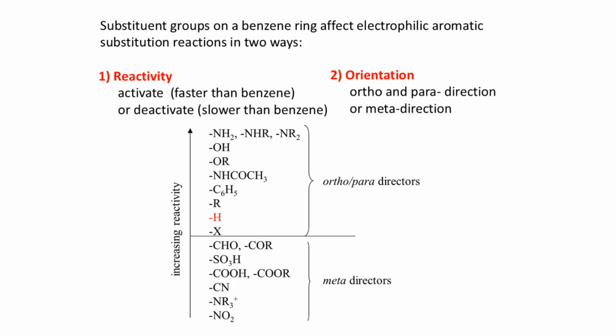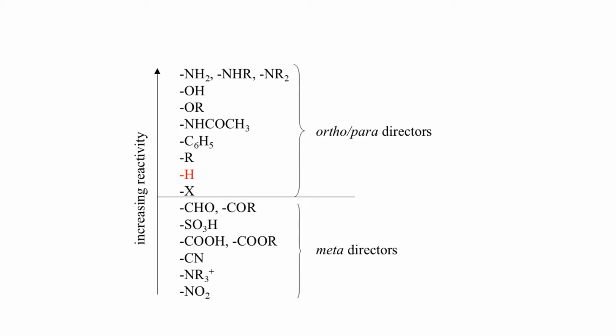Substituent groups on a benzene ring affect electrophilic aromatic substitution reactions by influencing reactivity and orientation, directing the reaction to ortho, para, or meta positions. The reactivity and orientation of substituent groups on a benzene ring determine the position of electrophilic aromatic substitution, with some groups directing to ortho-para positions and others to meta positions.